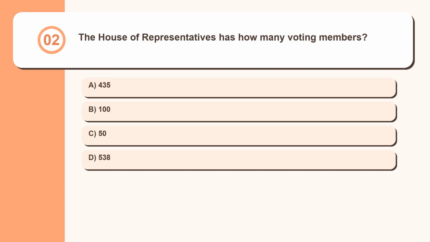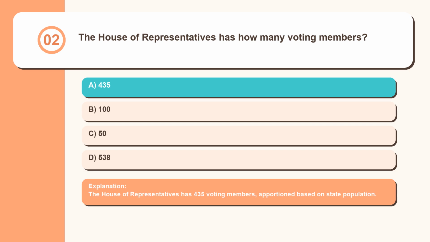Question 2. The House of Representatives has how many voting members? 435, 150, 538. The House of Representatives has 435 voting members, apportioned based on state population.